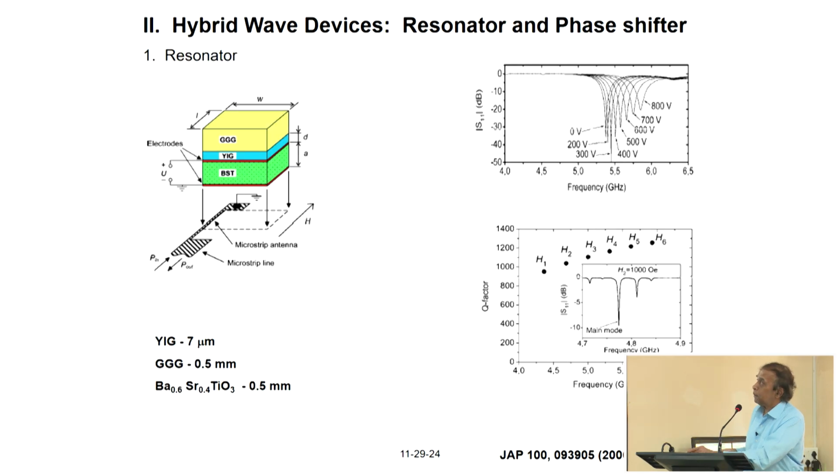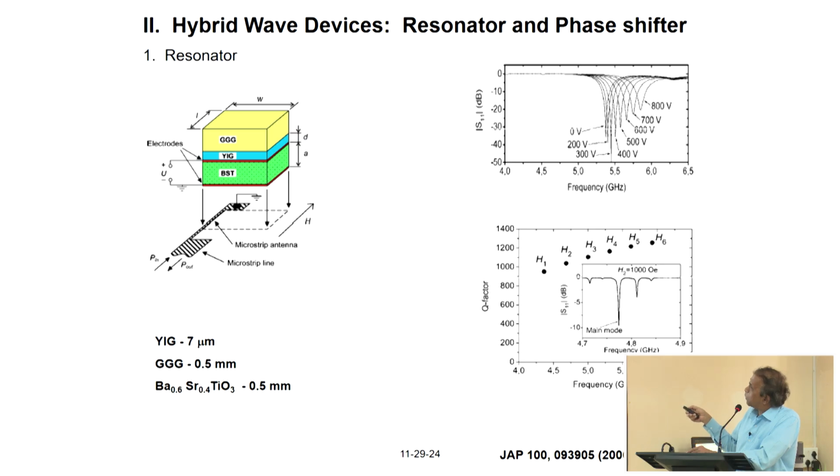So the hybrid wave devices are based on a combination of the dielectric resonance in the ferroelectric, in this particular case a platelet of barium strontium titanate, and magnetic resonance in YIG. You combine the two resonances to make hybrid waves, and they are tuned with an electric field or a voltage, ranging from 0 to 800 volts.